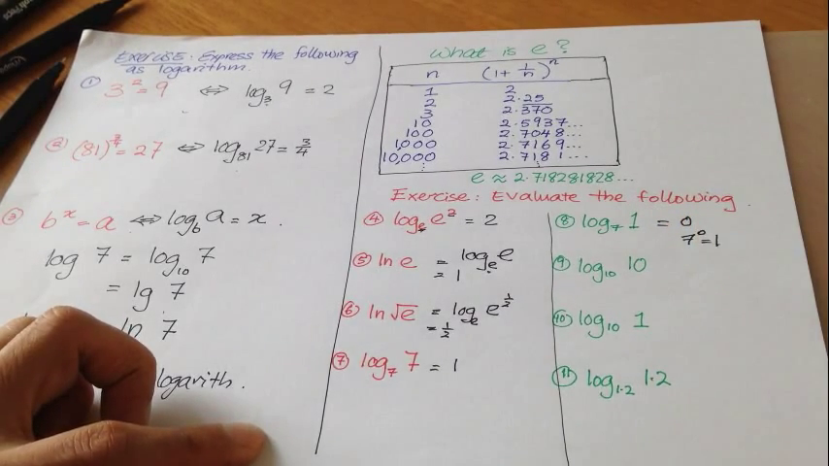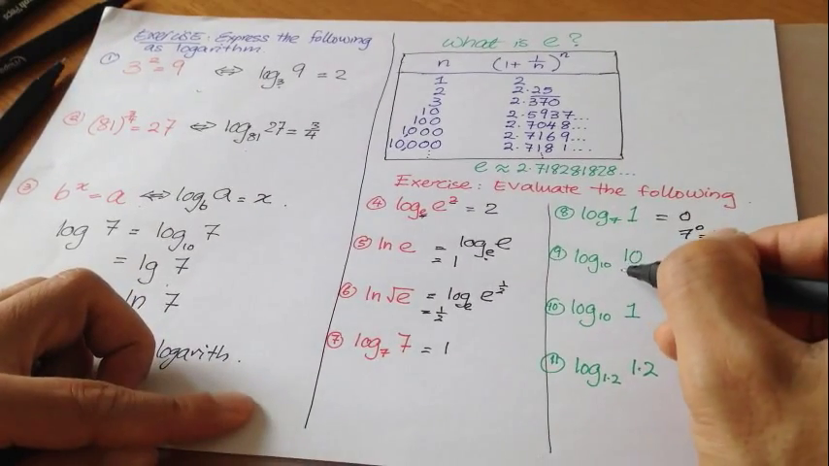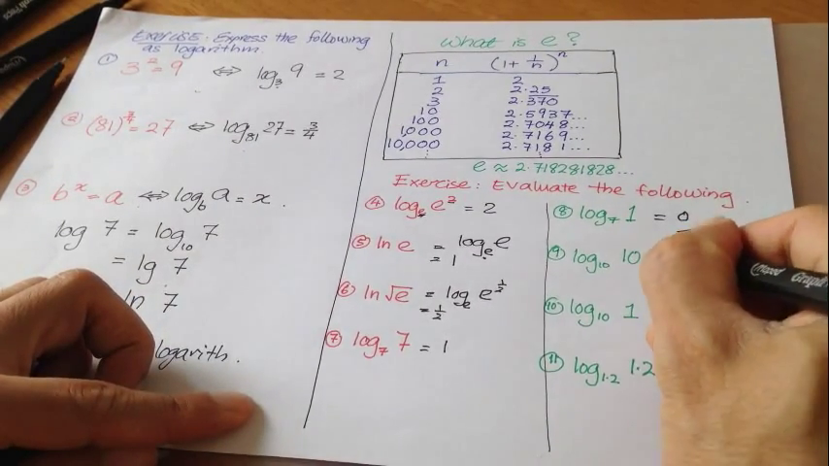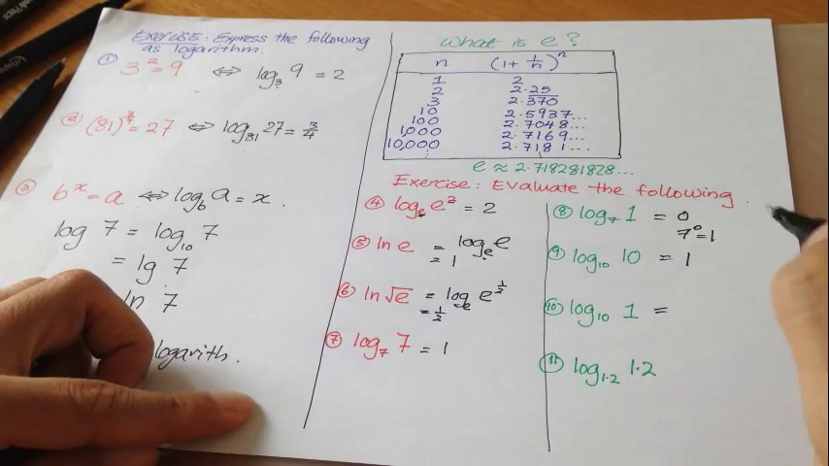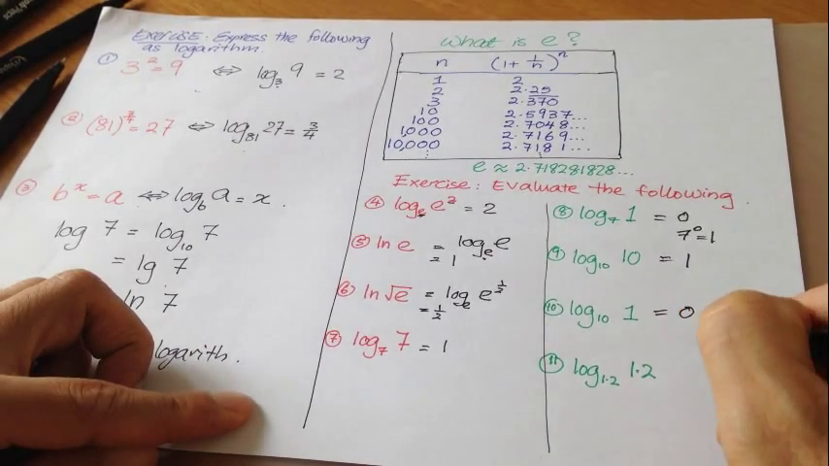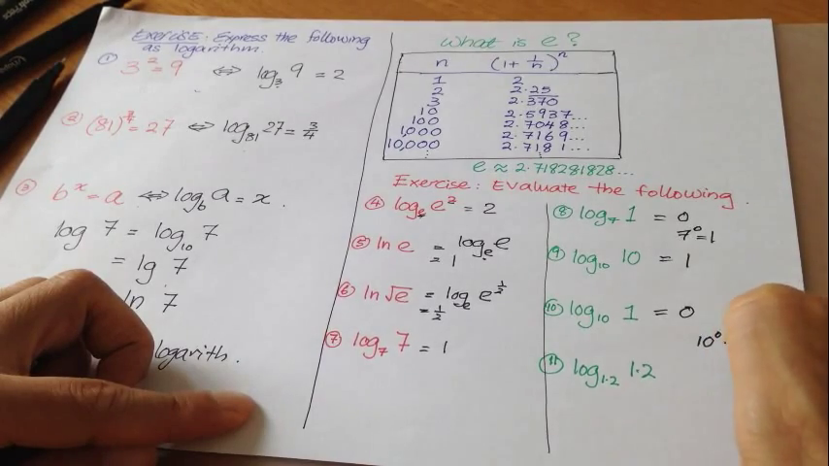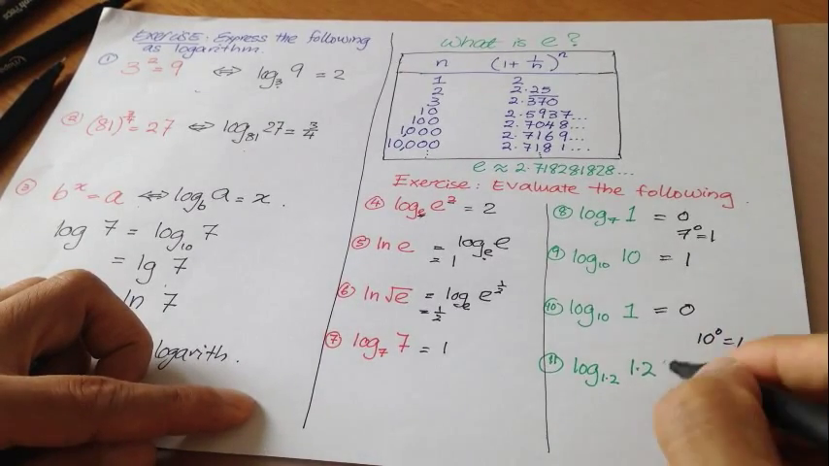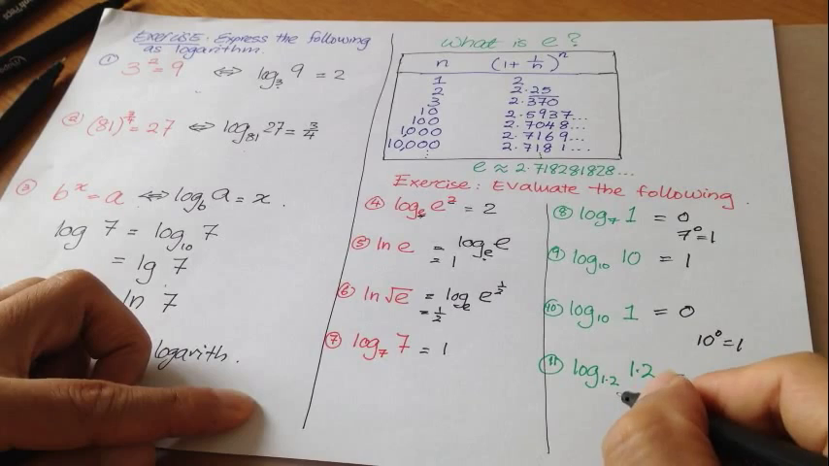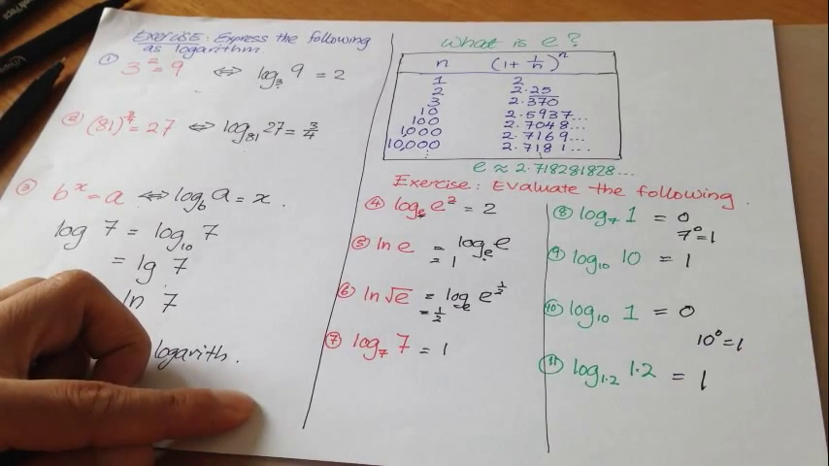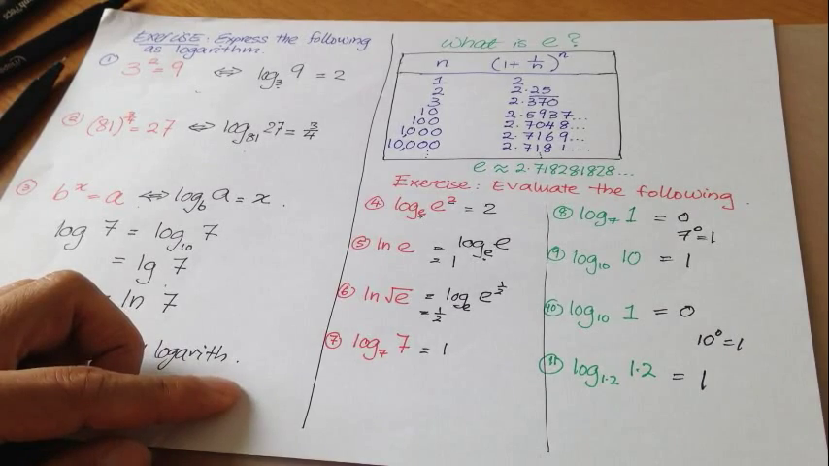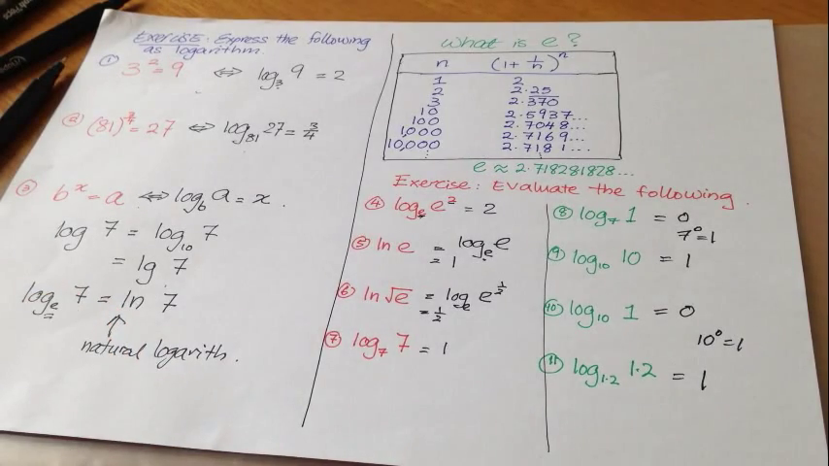Next, how much does 10 have to be raised to get 10? Well, that's once. How much does 10 have to be raised to get 1? 0 times, because again, 10 raised to the power of 0 is equal to 1. How much does 1.2 have to be raised to get 1.2? Also once. Now at this stage, I hope that you can summarize what you have learned.